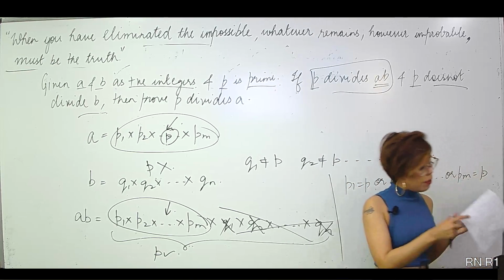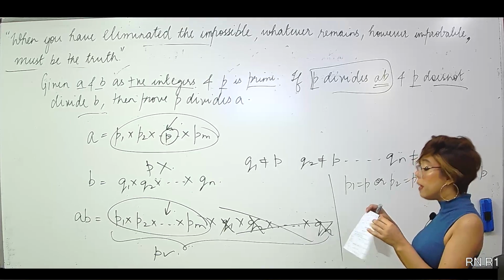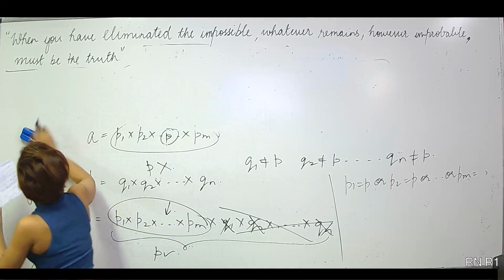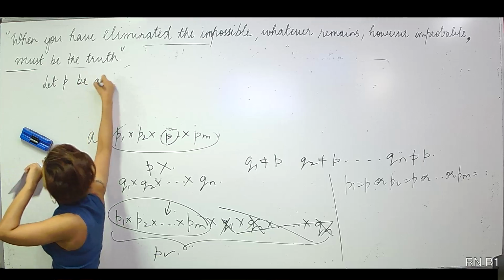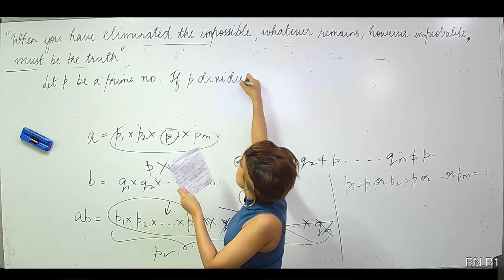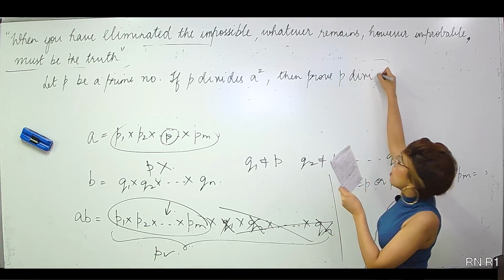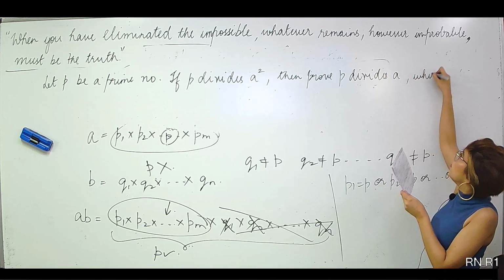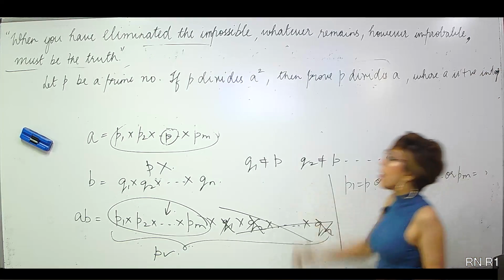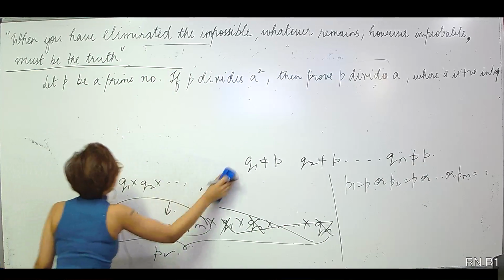Alright, now let's move on to the next one. Next one is very easy, but it is given in the NCERT book, so you should definitely pay attention to it. Let P be a prime number. If P divides A square, then prove P divides A, where A is a positive integer. This is the result that is given in your NCERT book, and this is the proof, so you should be able to do it.